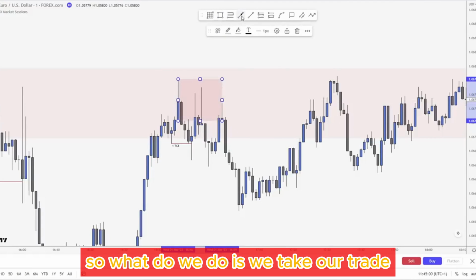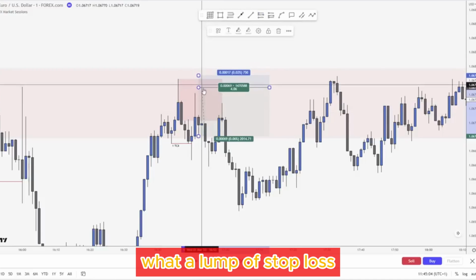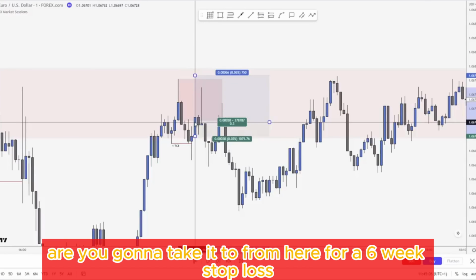There it is. So what do we do? We take our trade. How do you take it? Are you going to take it from here with a 1 pip stop loss? Are you going to take it from here for a 6 pip stop loss?